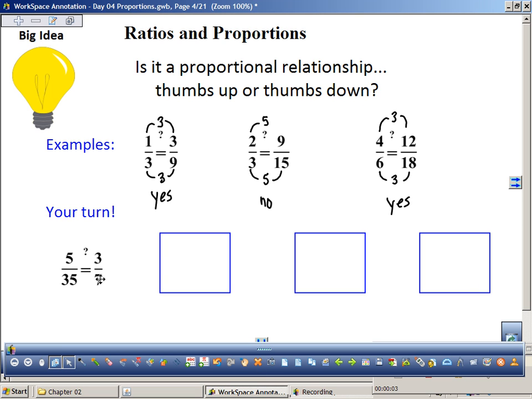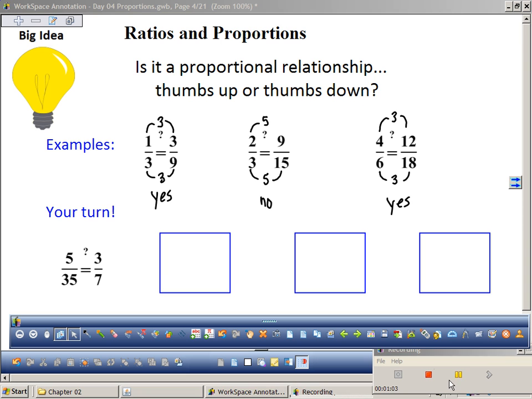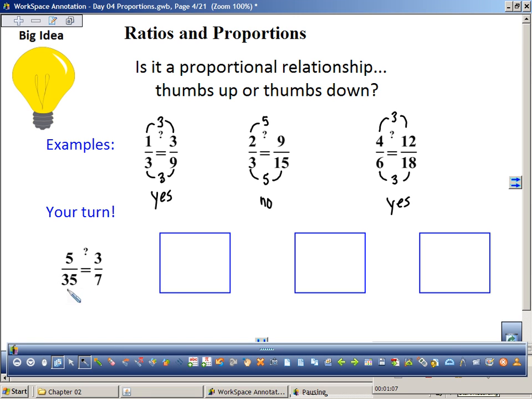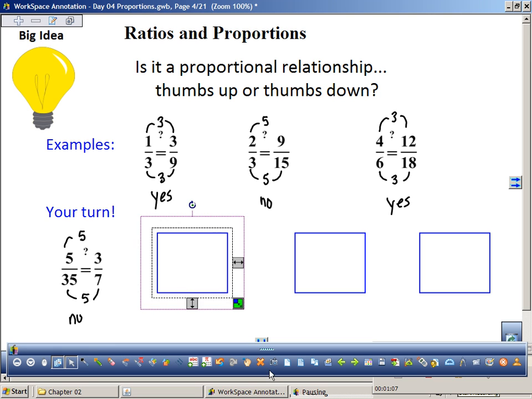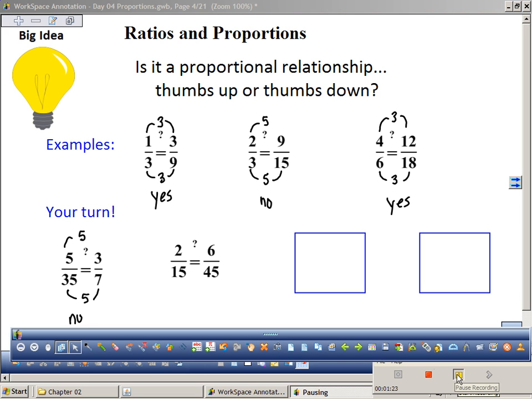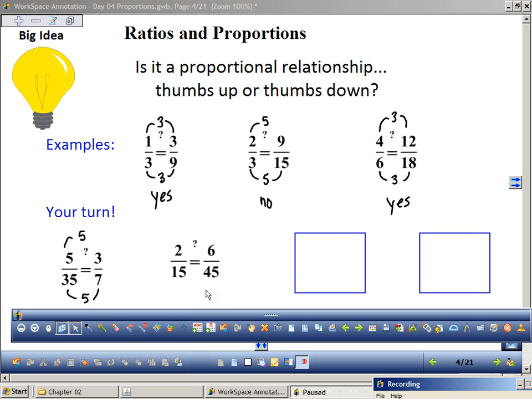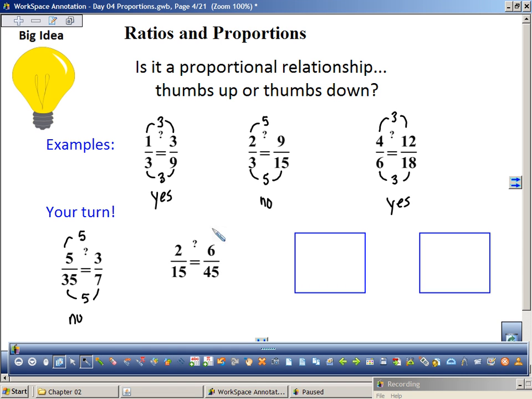All right, your turn. Thumbs up, thumbs down. Tell me if that is a proportion. All right, you guys are looking good. That is not a proportion. 35 divided by 5 is 7. 5 divided by 5 is not 3. This is not a proportion. Check that one out. Okay, most of you have that one correct too.